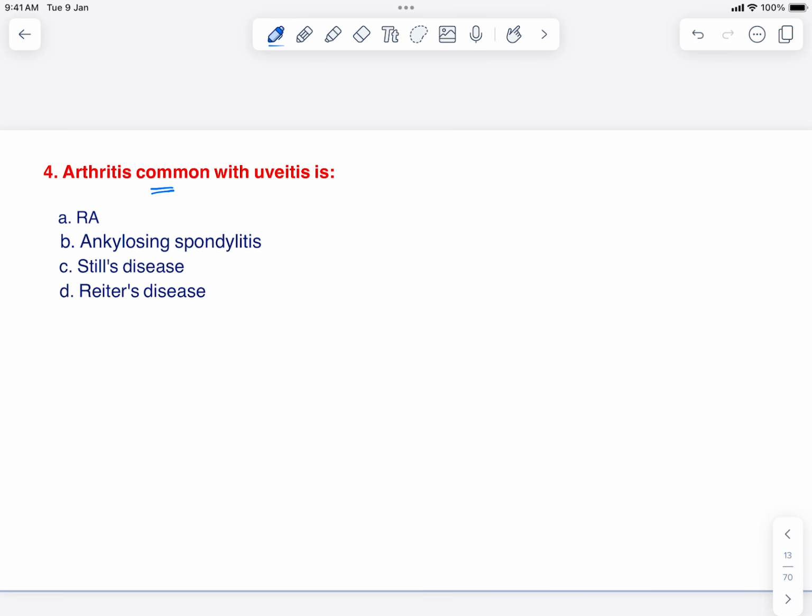Arthritis commonly with uveitis is seen in: rheumatoid arthritis, ankylosing spondylitis, Still's disease, rheumatoid disease, right? So this is actually a question on ankylosing spondylitis. These patients with ankylosing spondylitis develop anterior uveitis, and along with that there is arthritis. So what will be the form of arthritis? That will be sacroiliitis, right?